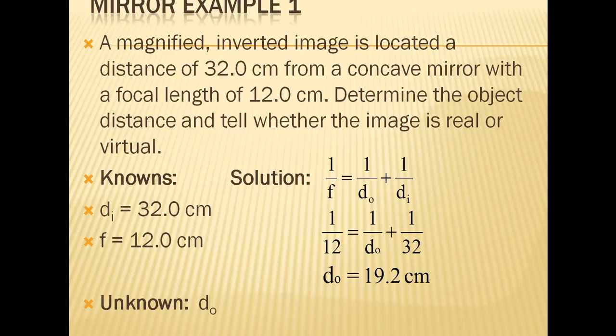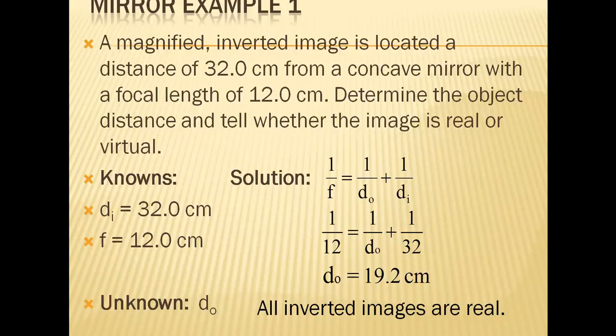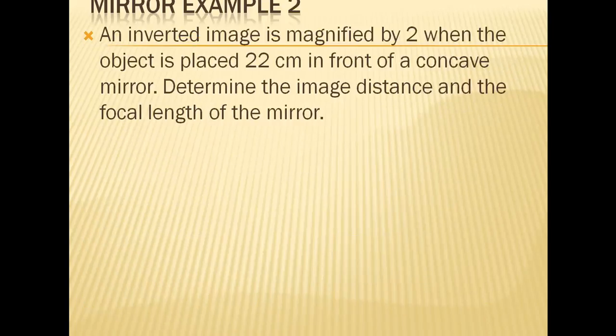Now the last thing we need to know is whether it is real or virtual. This is a concave mirror. That should be able to tell you that it's going to be real because it's going to be formed in front of the mirror. Also, the sign on the d_i is positive, which tells you that it's going to be inverted. So that tells you that it's real as well. Usually there's more than one logical explanation for that. So that's it for example 1.